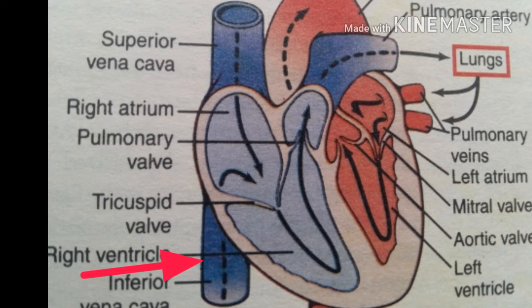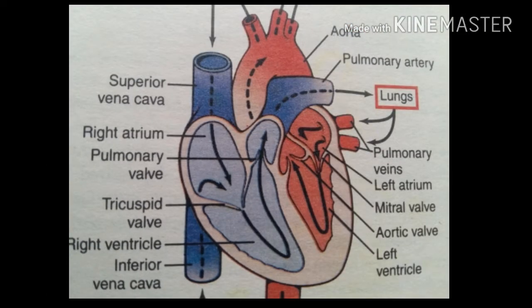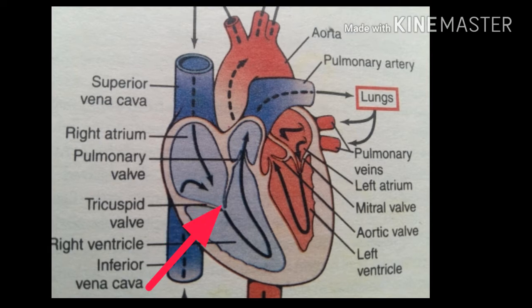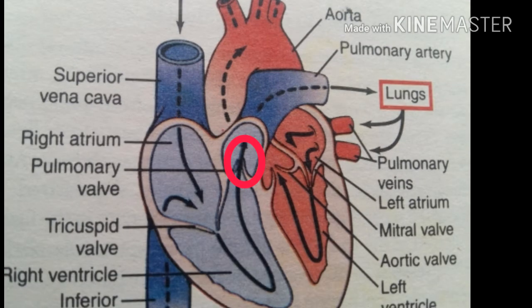So the superior and inferior vena cava open to the right atrium. The deoxygenated blood comes to the right atrium via the superior and inferior vena cava, and then the blood enters the right ventricle through the tricuspid valve. When the pressure of the blood in the right ventricle increases, it opens the pulmonary valve. From the right ventricle, the pulmonary artery arises, which carries the deoxygenated blood from the right ventricle to the lungs by opening up the pulmonary valve.